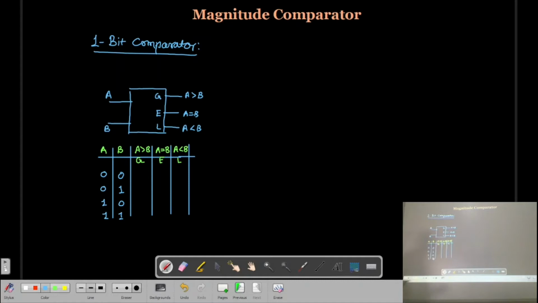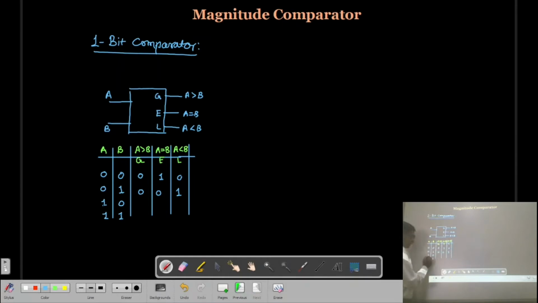Now here we have to compare the bits. In the first combination, A and B are both 0, which means both are the same. So at that time A equal to B, that output, is going to be high, and the rest of the two outputs are going to be 0, low. In the second combination, A is 0 and B is 1, meaning B is greater than A, or you can say A is less than B. In this condition, this output is high and the other two outputs are 0.